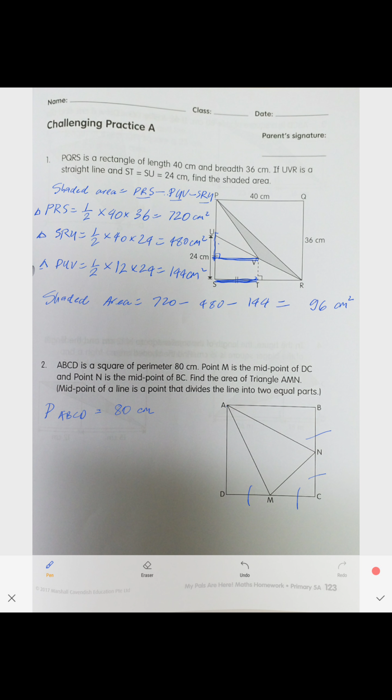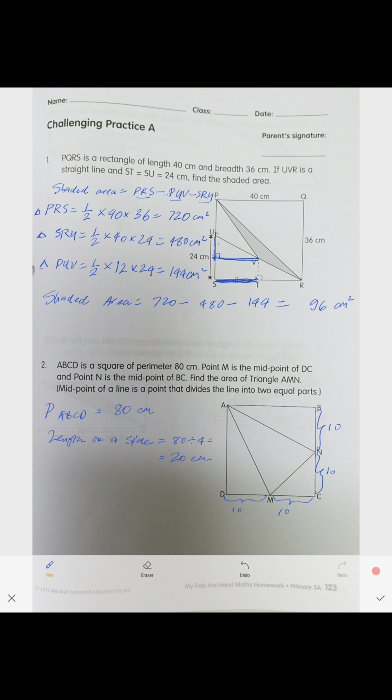Very easy, right? If the perimeter of the square is 80 centimeters, right, so what is the length of the side? Length of a side is 80 divided by 4. Four sides, all four sides together give us 80. One side is 20 centimeters. 20 centimeters, right? So if it's 20 centimeters and N and M are midpoints, we know that this is 10, this is 10, this is 10, and this is 10, right?